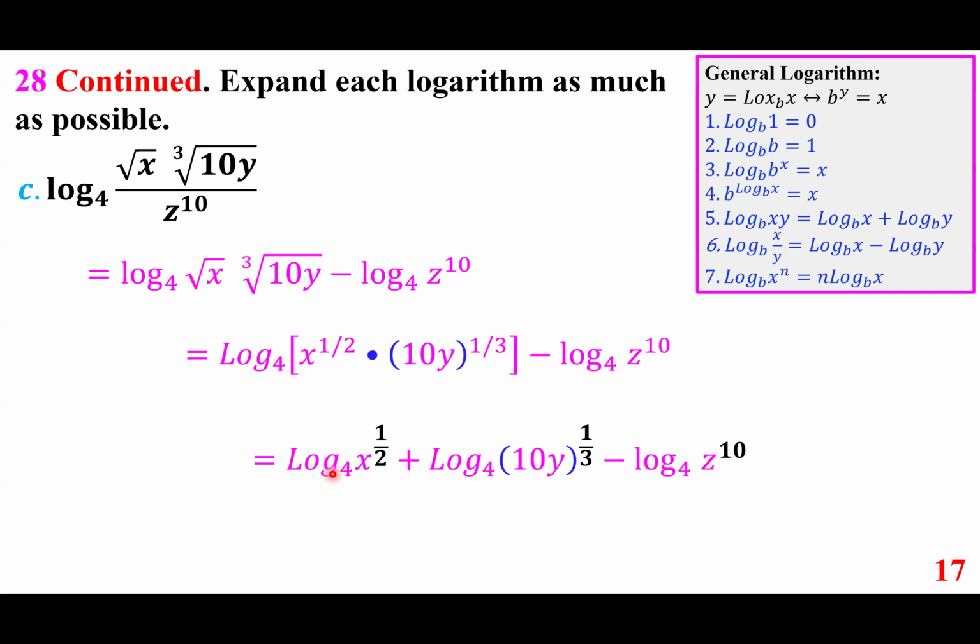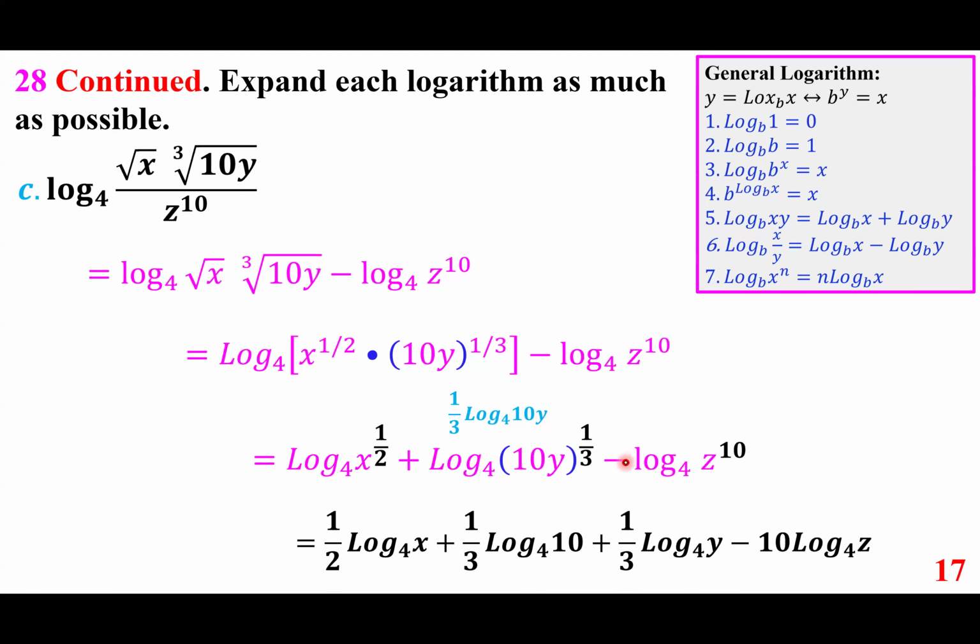So this becomes log base 4 of x to the power of 1/2 plus log base 4 of 10y to the power of 1/3 minus log base 4 of z to the power of 10. Now, 1/2 can sit in front, 1/3 can sit in front, 10 can sit in front as we use the power rule. So specifically for this one, I want to do that first because now 10y can be separated into 10 times y. So log base 4 of 10 plus log base 4 of y. So just this part. So this one, you put the 1/2 in front, you put the 10 in front.